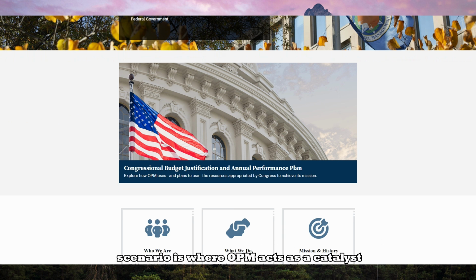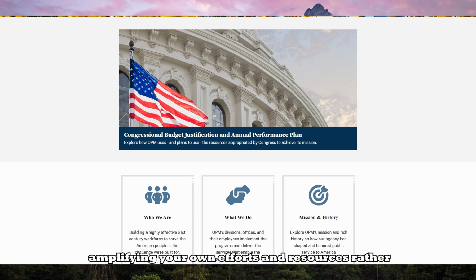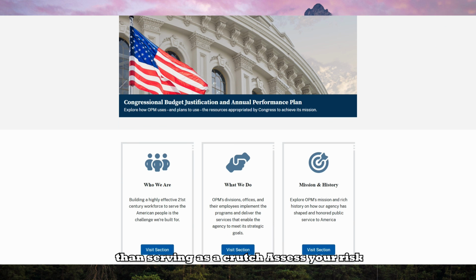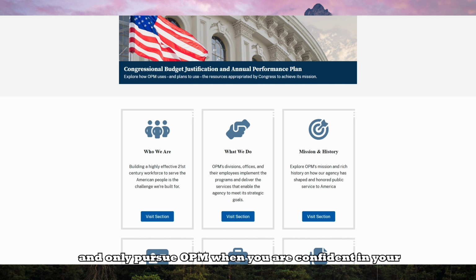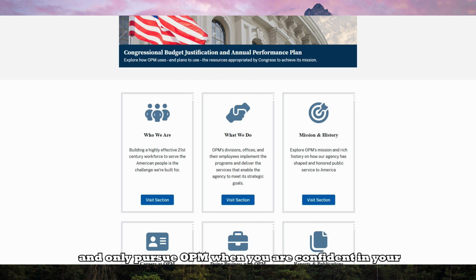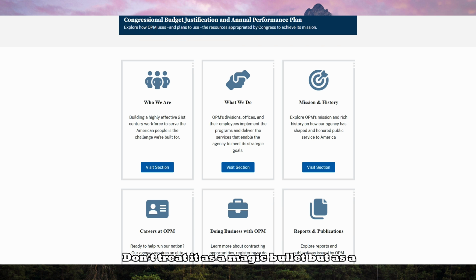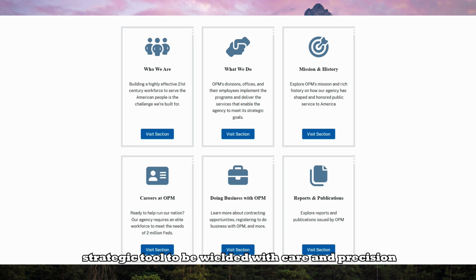The ideal scenario is where OPM acts as a catalyst, amplifying your own efforts and resources, rather than serving as a crutch. Assess your risk tolerance, evaluate your business model rigorously, and only pursue OPM when you are confident in your ability to generate returns that justify the cost. Don't treat it as a magic bullet, but as a strategic tool to be wielded with care and precision.